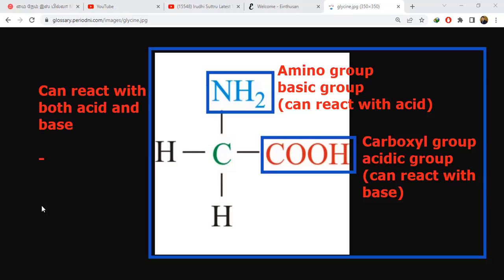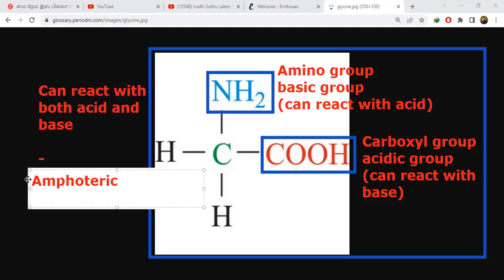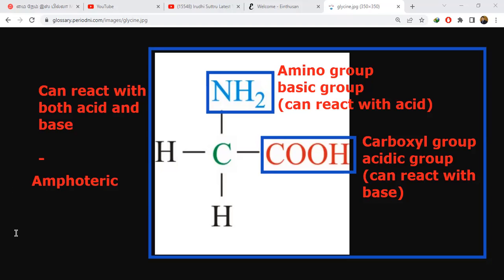Amino acids can react with acids as well as with bases. This nature is called amphoteric. So amino acids are described by the word, what is it? Amphoteric.